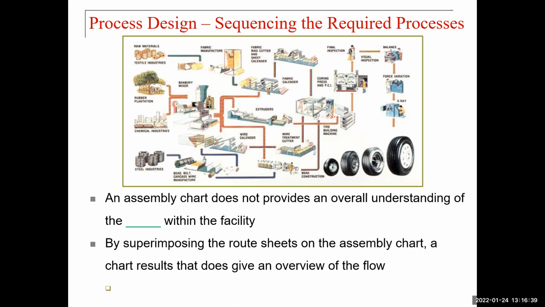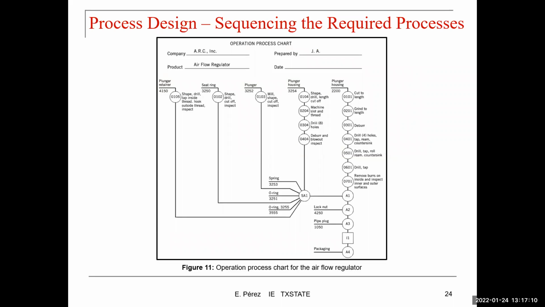An assembly chart does not provide an overall understanding of the flow within the facility. It's just telling you how things are organized or what is the right sequence for putting together the final product. By superimposing the route sheets on the assembly chart, a chart results that gives an overview of the flow. And that is called the operation process chart. So here's an example of the operation process chart for the airflow regulator.